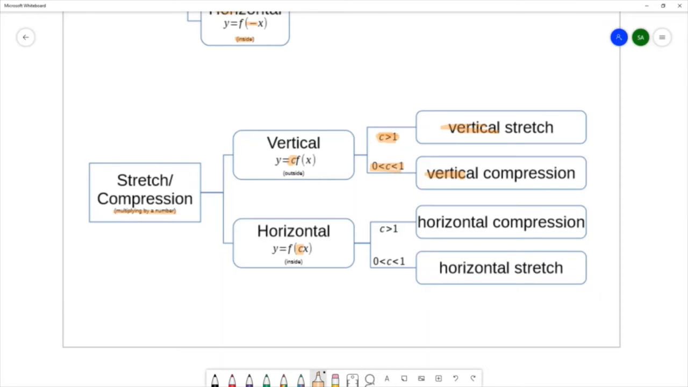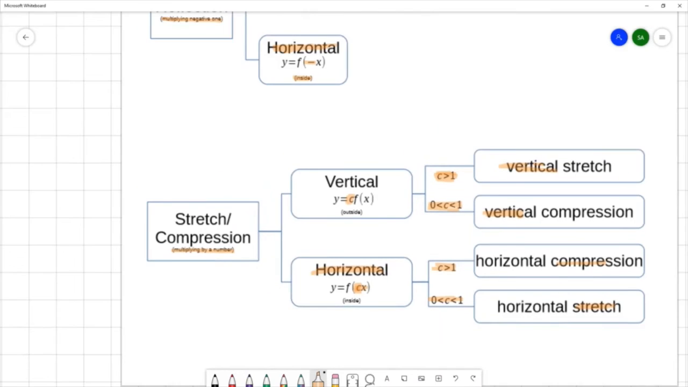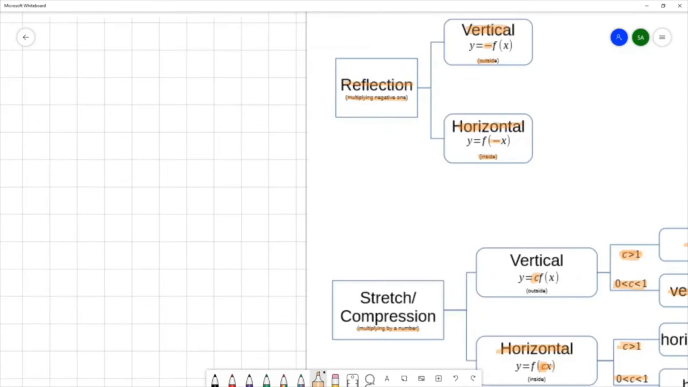If your number is multiplied on the inside, you have a horizontal stretch or compression. If the number is greater than 1, it's a compression. And if it's in between 0 and 1, it's a stretch. So this is the information that we're going to use to decide what type of transformations are occurring for our example.